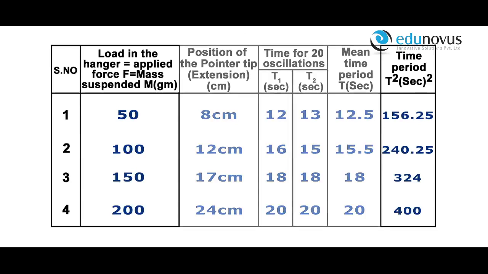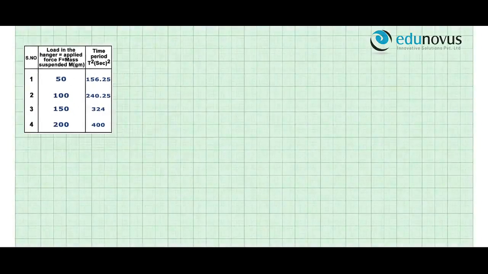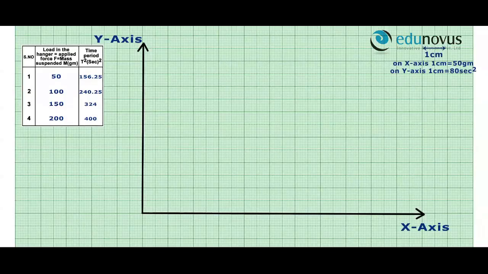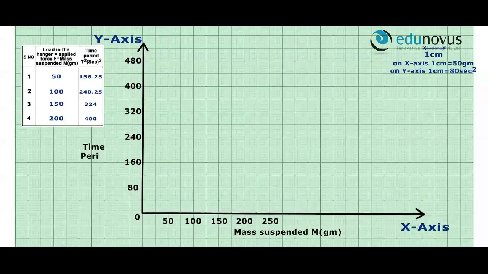Now, we plot a graph between mass suspended m and time period square T square. Consider mass m on x-axis and time period square, which is T square, on y-axis. The scale on x-axis is 1 centimeter equal to 50 grams and on y-axis 1 centimeter equal to 80 seconds square.